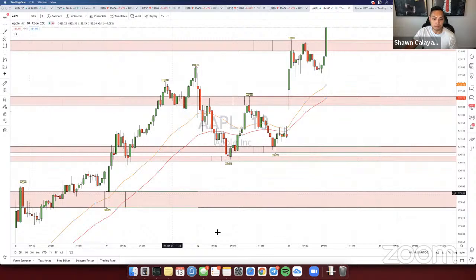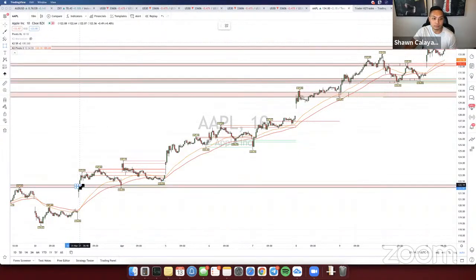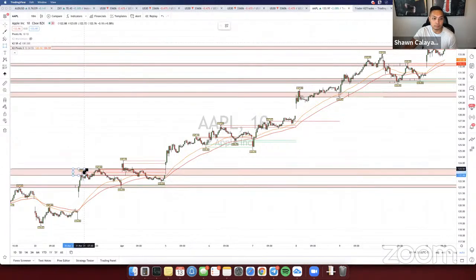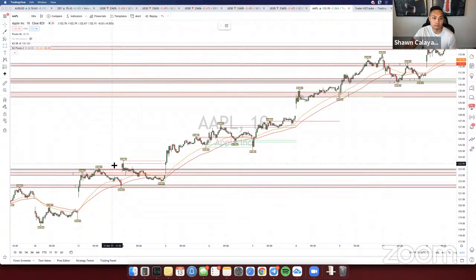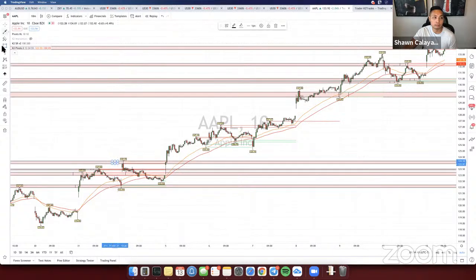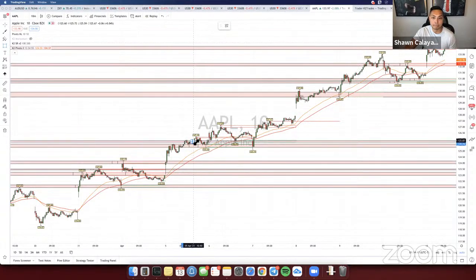All right, so looking at this right here, Jeff, just looking at Apple from a bigger perspective, the lower ones right here are kind of relevant, but I guess we could draw them just so that we can have a reference for how price comes back down, tests its structure, and then shoots right back up.